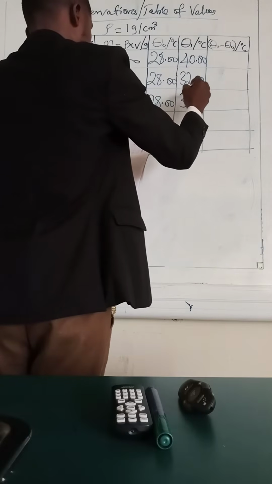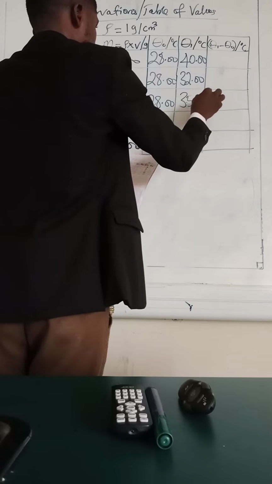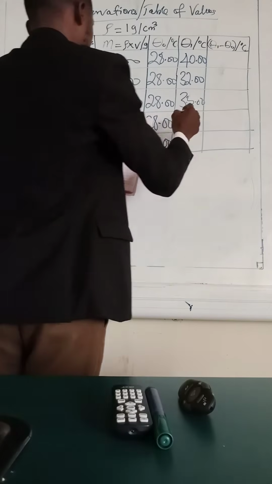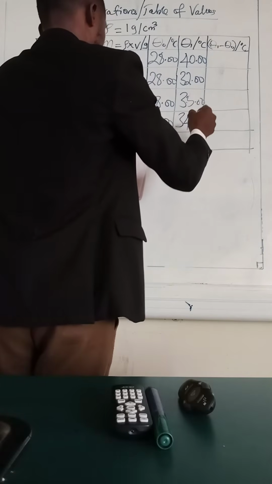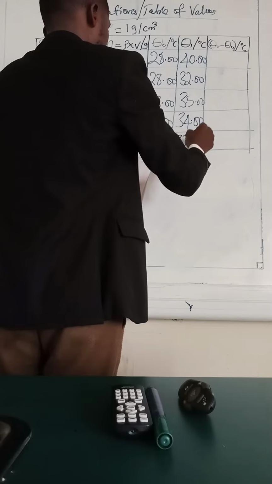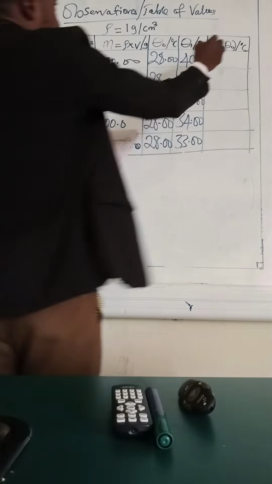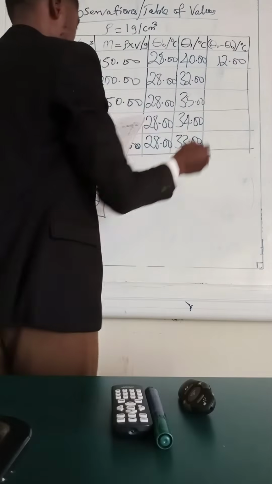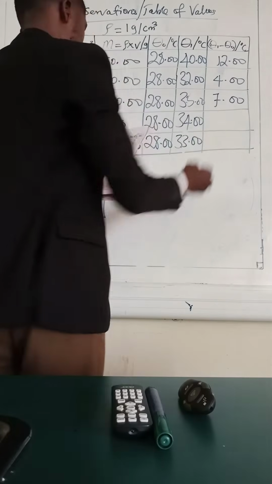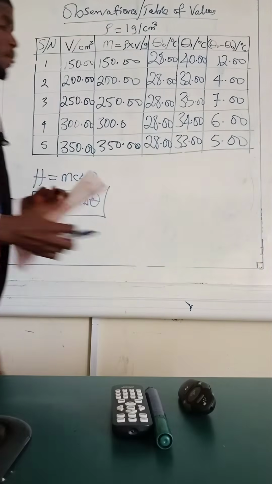And then we have 35.00, 35.00. We have 34.00. We have 33.00. We have 33.00. So here we have 12.00. We have 4.00. We have 7.00. We have 6.00. We have 5.00. So these are the values we got.